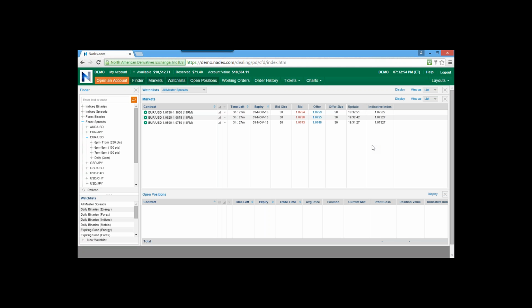Rob, you can't put stops on Nadex tickets. You can put take profit orders, but you can't put stops.